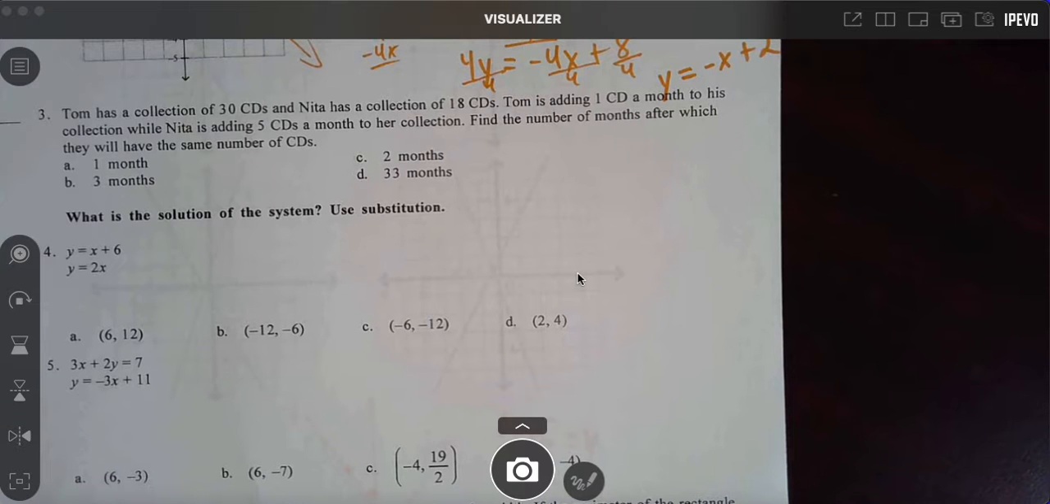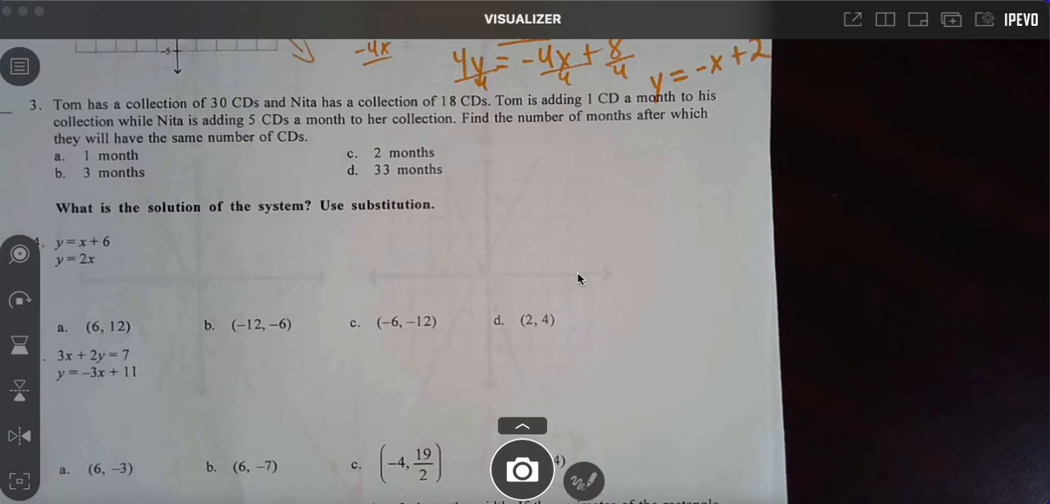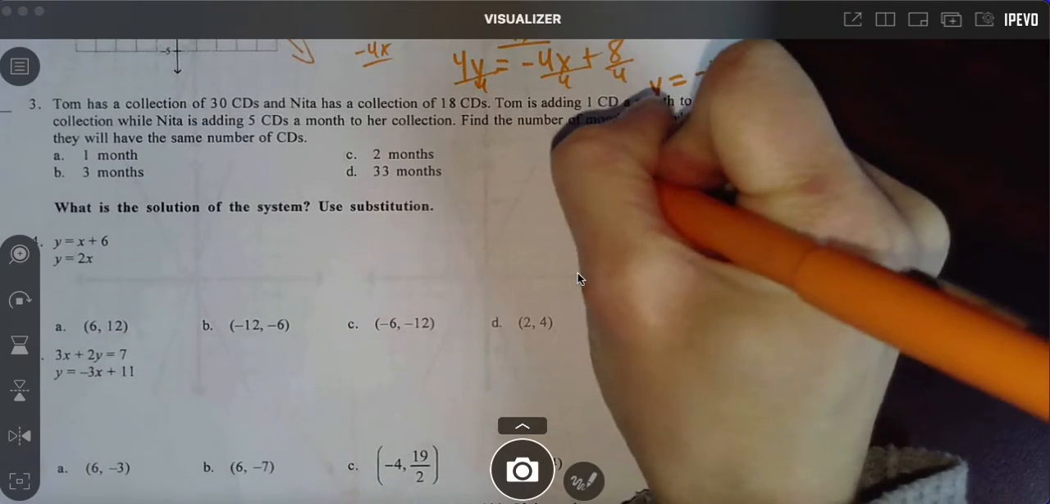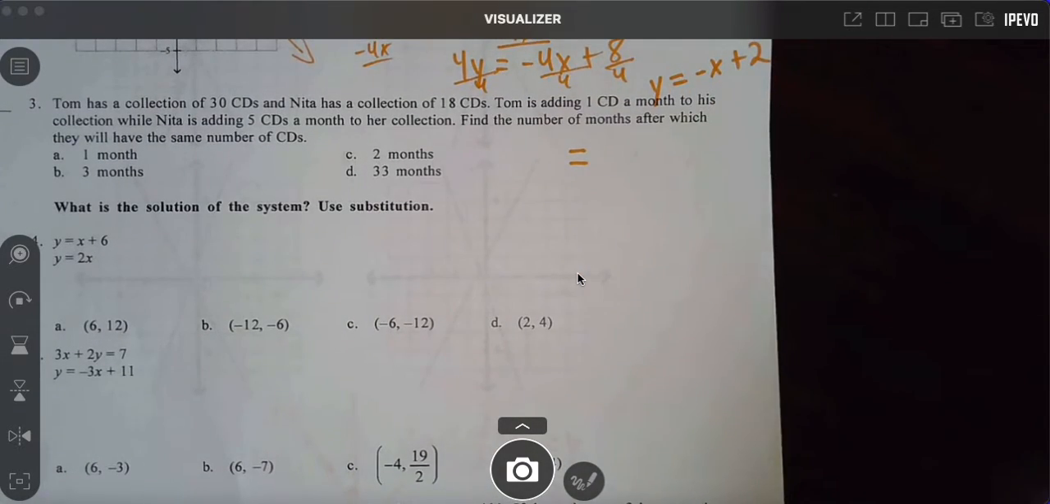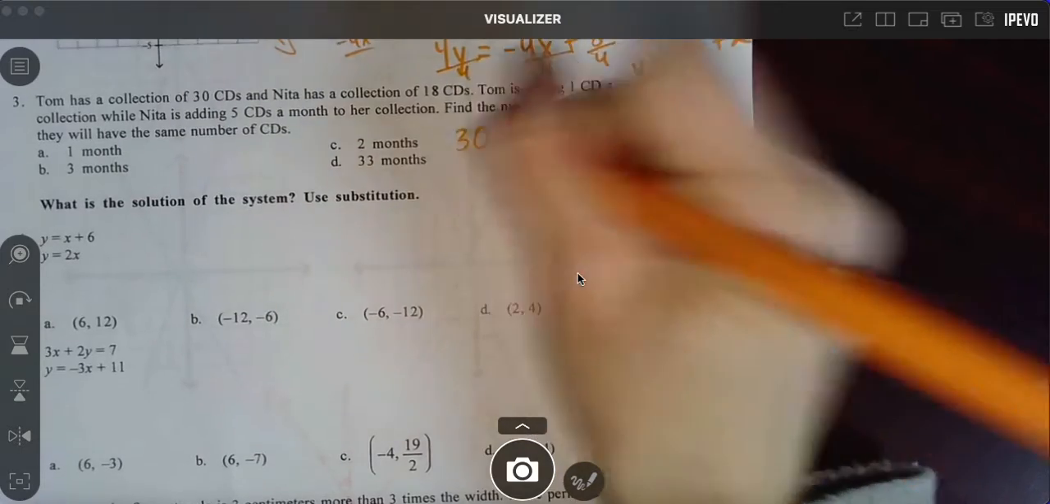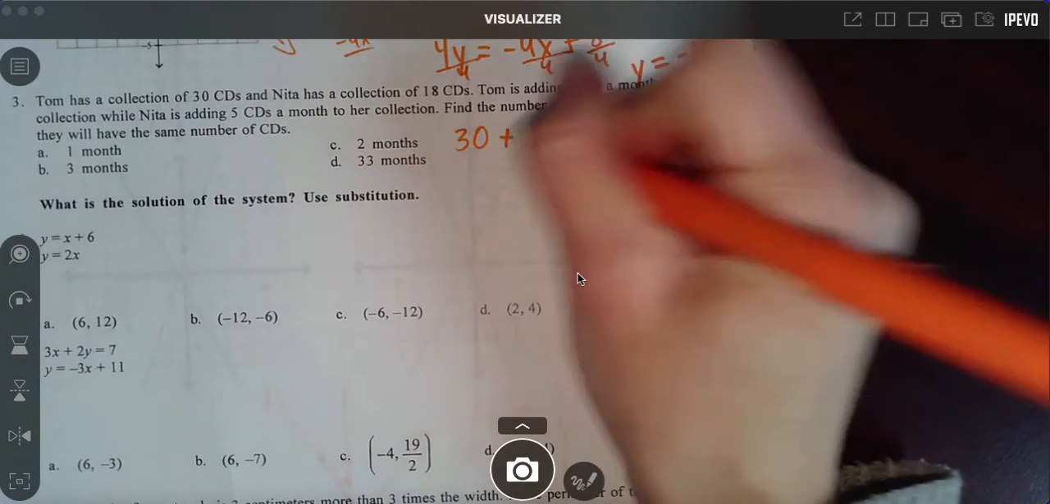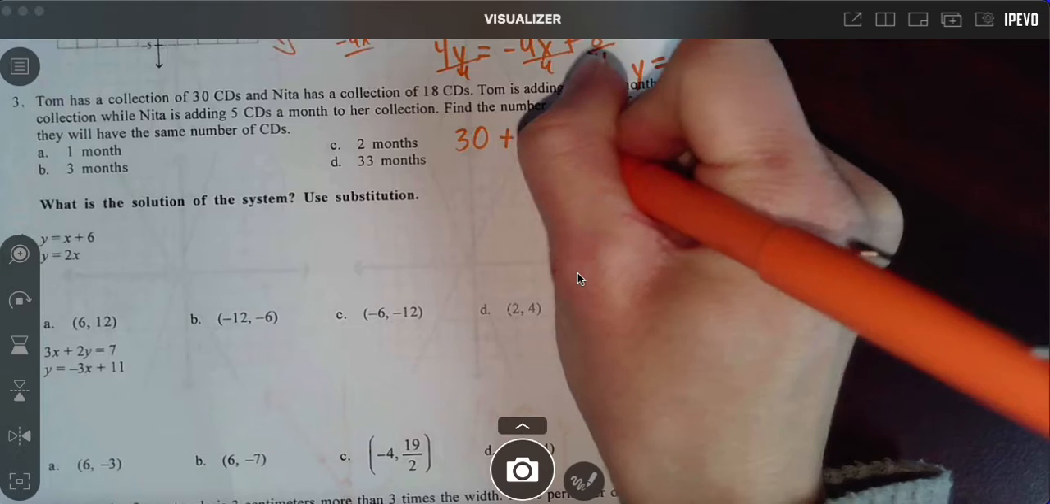Tom is adding 1 CD a month to his collection when Nita is adding 5 CDs a month to her collection. Find the number of months after which they will have the same number of CDs. This is what I would do. When will they be equal? What does Tom have? 30. And he's adding how many? 1. Plus 1 CD a month.